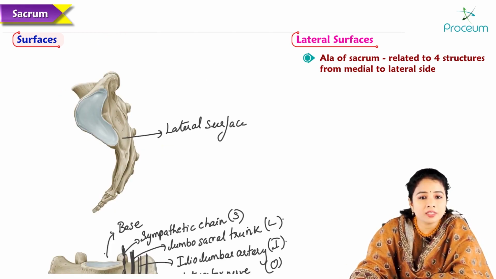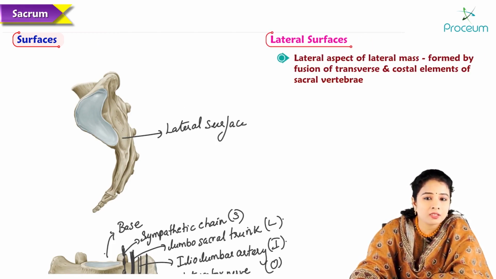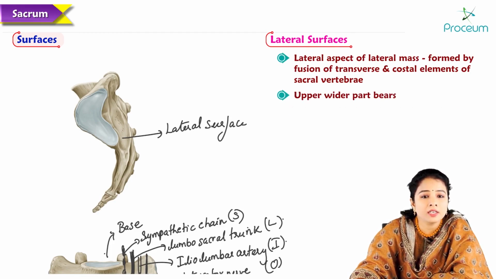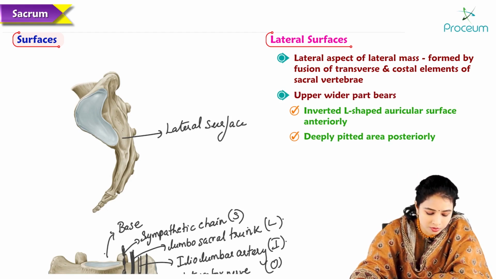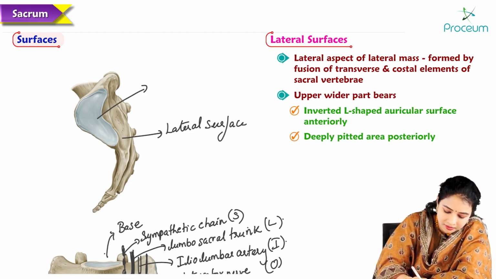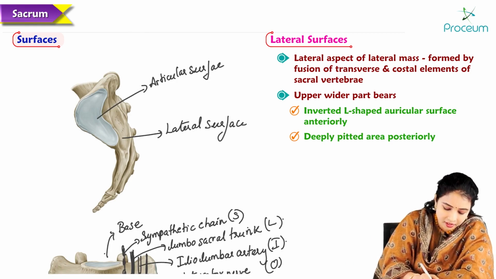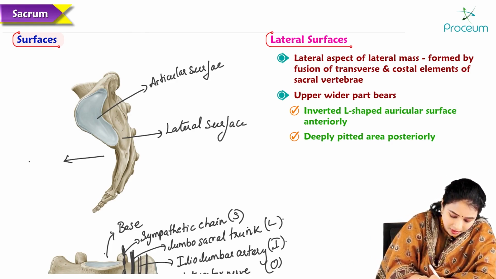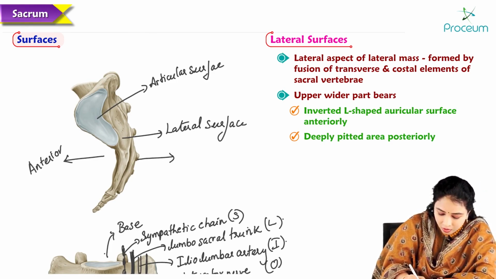Each lateral surface is the lateral aspect of the lateral mass formed by the fusion of transverse and costal elements of the sacral vertebra. The upper wider part bears an inverted L-shaped articular surface anteriorly and a deeply pitted area posteriorly. So this is the pelvic or anterior aspect of the sacrum, and this is the dorsal or posterior aspect of the sacrum.